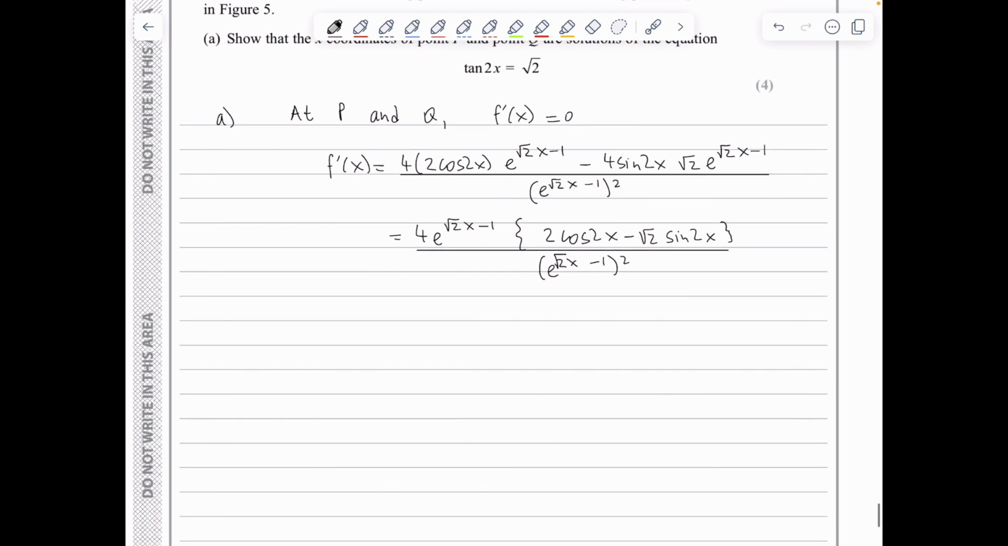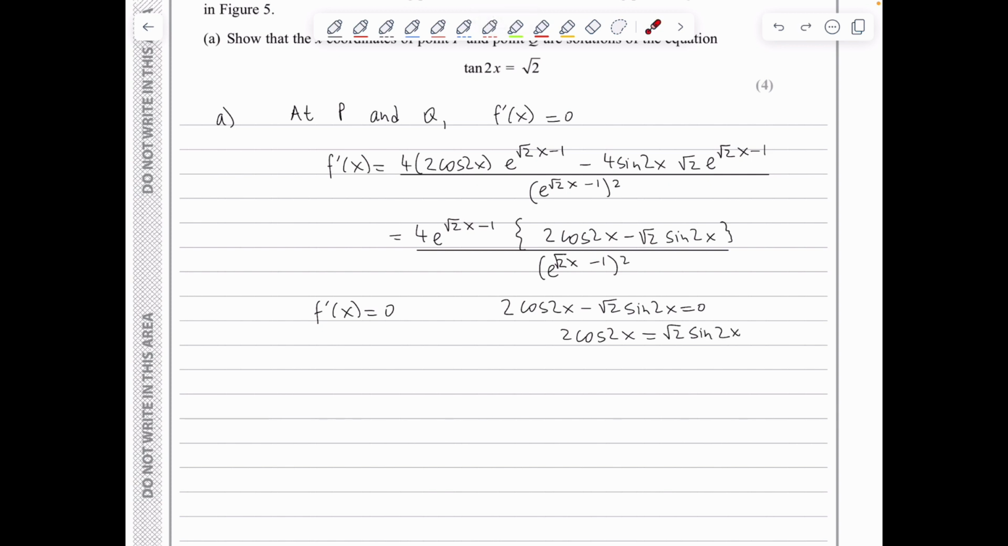Now, for f dash of x to be 0, it must be the case that either the e to the root 2x minus 1 is 0 or the bracket is 0. Well, e to any power can never give you a result of 0. So we conclude that we must have 2 cos 2x minus root 2 sine 2x equal to 0, which leads to 2 cos 2x is equal to root 2 sine 2x.